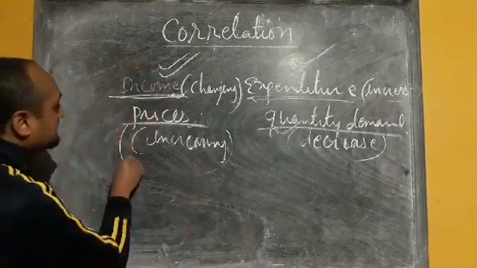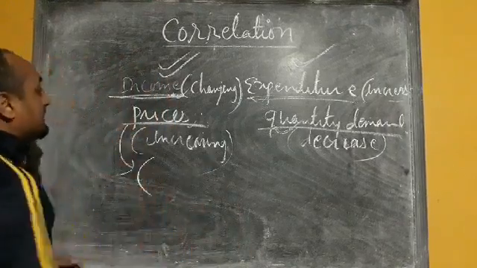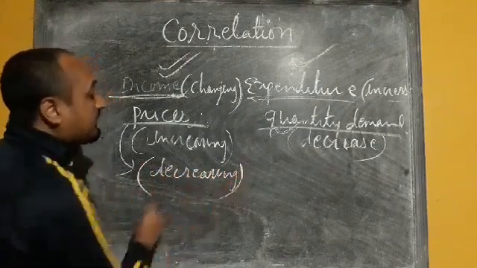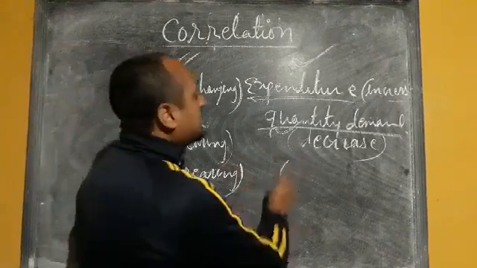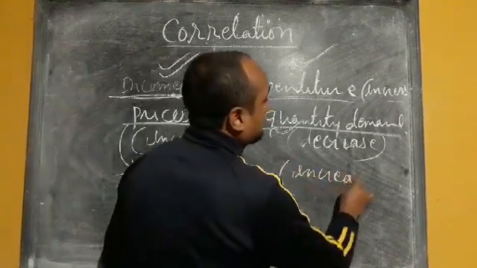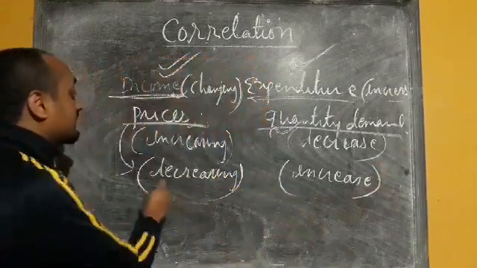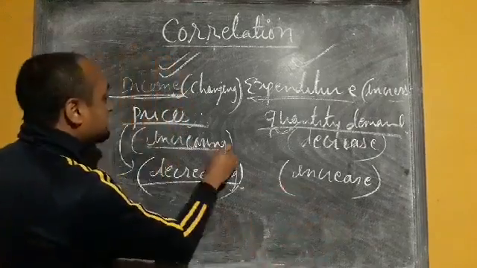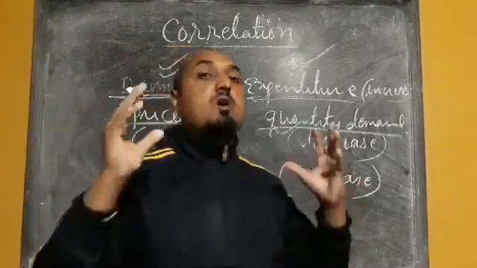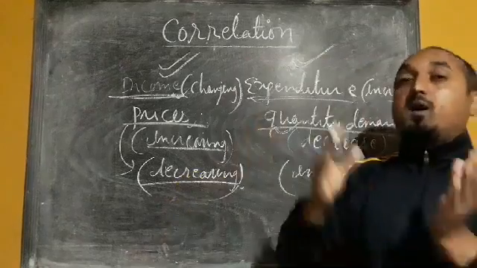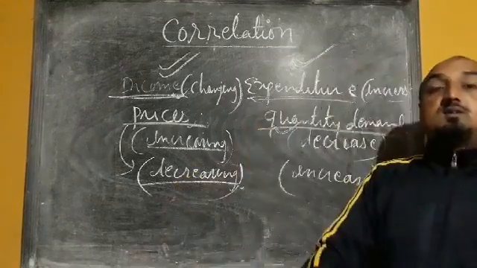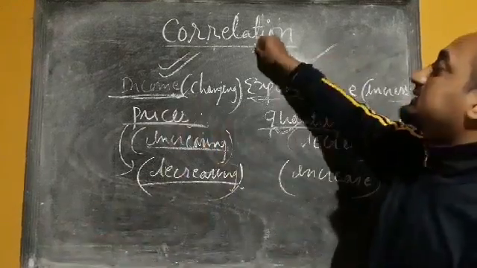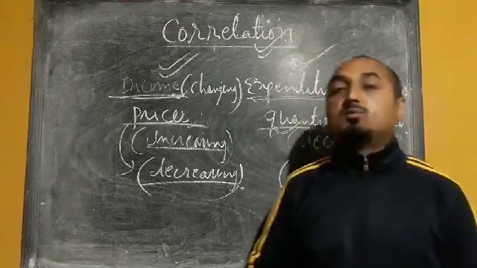Similarly, let's take another case in which the price is decreasing. When the price of a commodity decreases, the quantity demand will increase. When the price is increasing, quantity demand will decrease. So we can see that when the value of one variable is changing, it causes a change in the value of another variable also. That we are going to discuss in this correlation. Now we will move to the definition part.